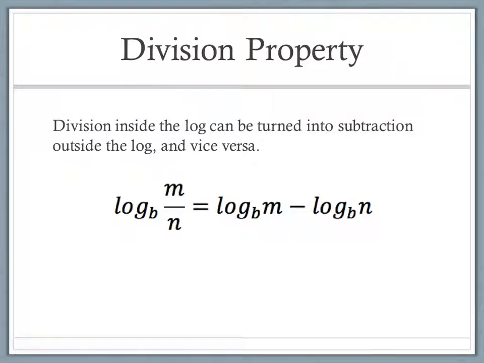The division property says that if I have division inside of a log, I can turn it into two logs that are being subtracted. So if I have m divided by n, I can change it into log of m minus log of n. Okay, so division goes with subtraction. So in the three things, exponents we can move out front or as an exponent, multiplication goes with addition, and division goes with subtraction.